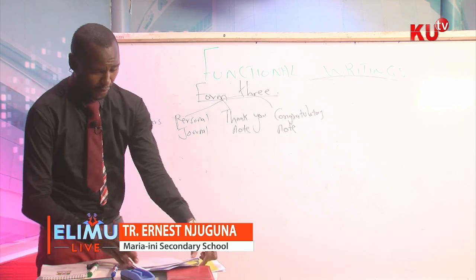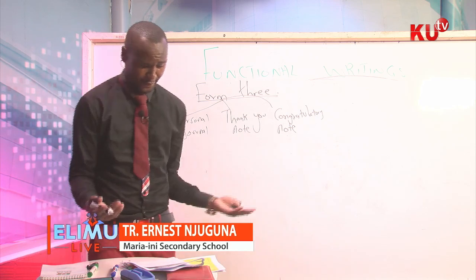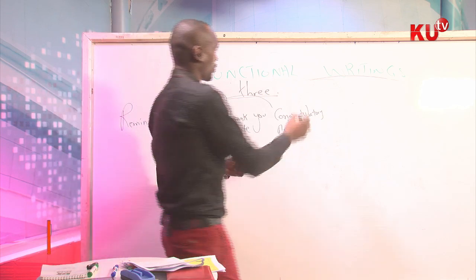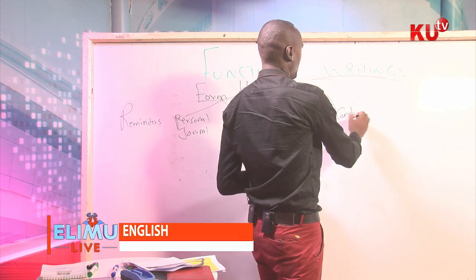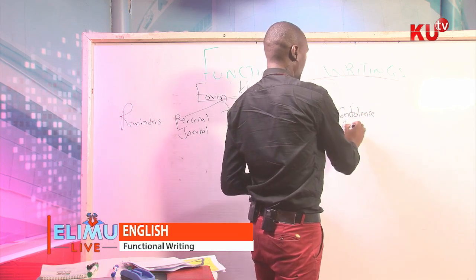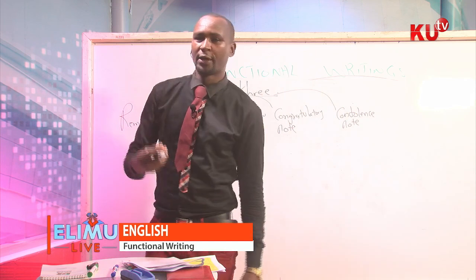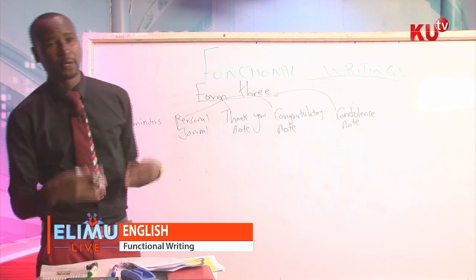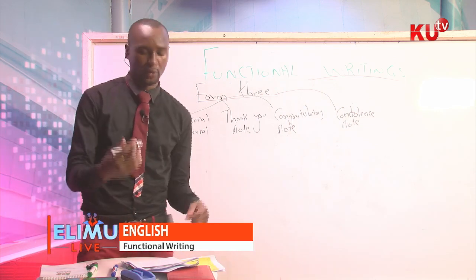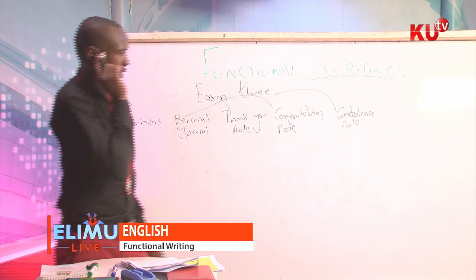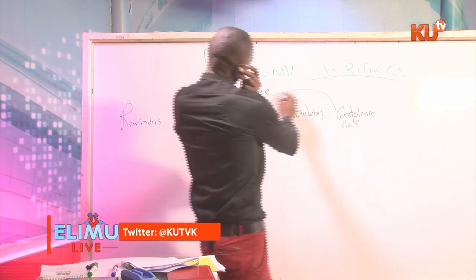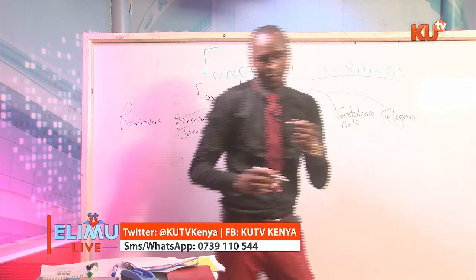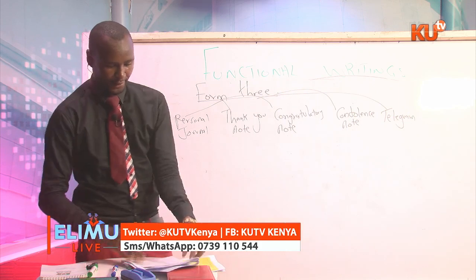Then sometimes, you know, in life, there is birth and there is death. So when somebody has that misfortune, when there is death, we write something we call the condolence note. If a friend or a classmate or anybody has a relative who has gone to be with the Lord, you write for them a condolence note. Then there is something we call a telegram, still in Form 3. Telegrams, you still cover them in Form 3.